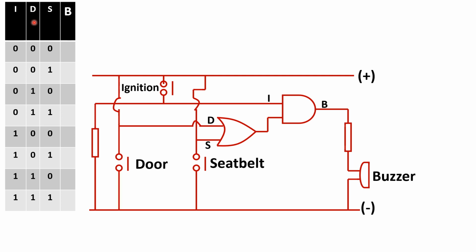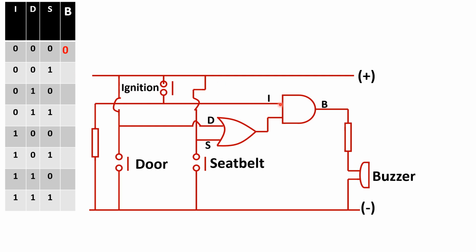Alright, so for our solution, we begin by completing the truth table. We have here the given logic states for the ignition switch, the door switch, and the seatbelt switch. So all we need to do is determine what the output of the AND gate would be. That's at point B. If input I is 0, input D is 0, and input S is 0, the output at point B would be, of course, 0. So we continue.